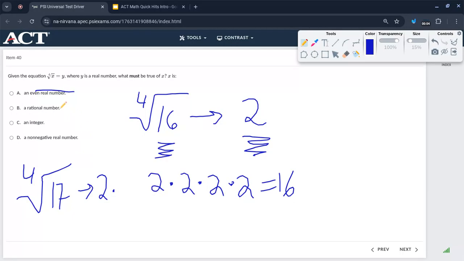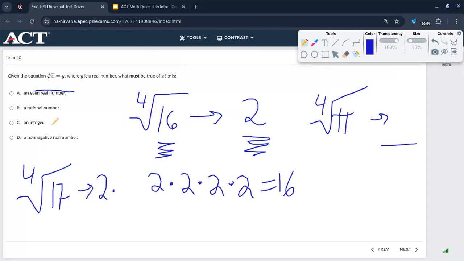A rational number, well, same deal. We could take the fourth root of pi, which is an irrational number, and we would still get some number. Again, we could put that in Desmos and see we would get something. It'd be kind of small, it'd be really gross, but it would still give us a real value.